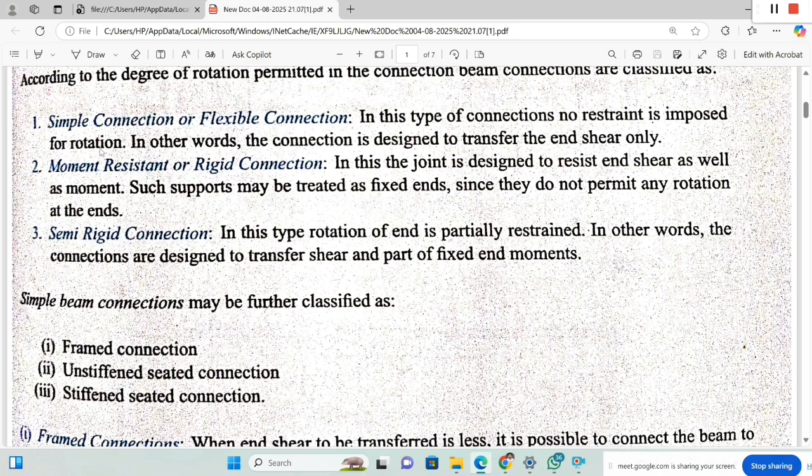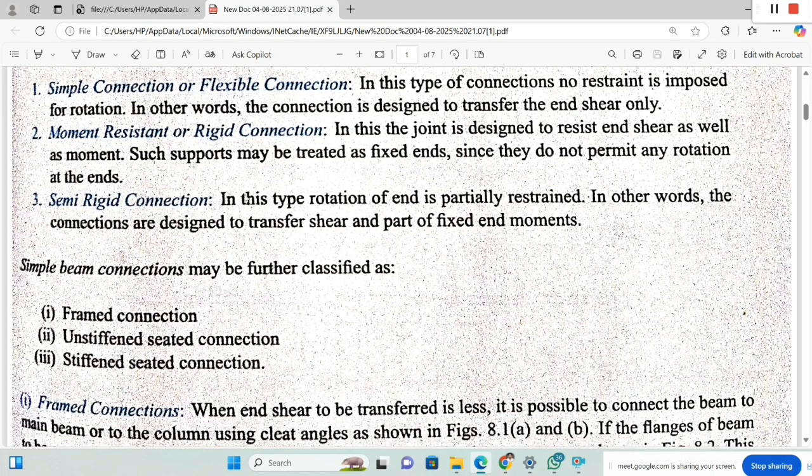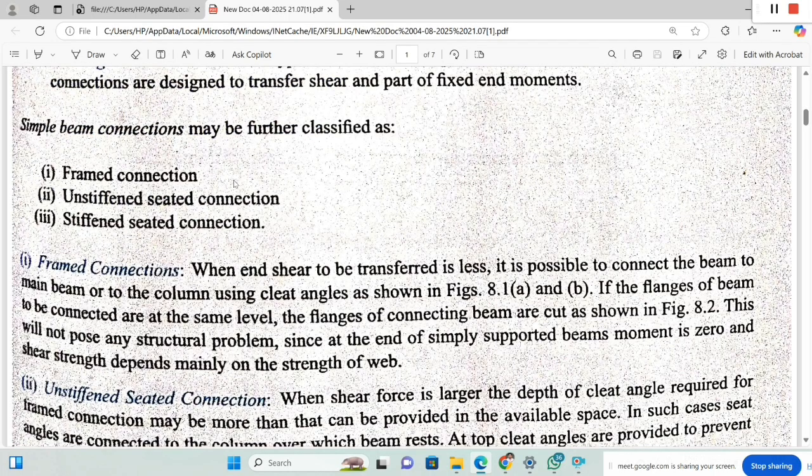The simple beam connection, or first one, simple connection or flexible connection, is going to resist the shear force and it will not be able to resist the bending. In this first case, simple connection or flexible connection, three categories are there again. Framed connection, first one. Second one is the unstiffened seated connection. Third one is the stiffened seated connection. We'll see what is the difference between these three types of simple beam connections.